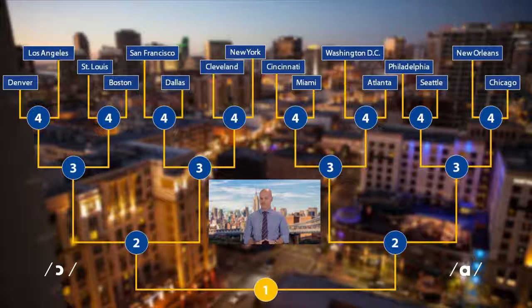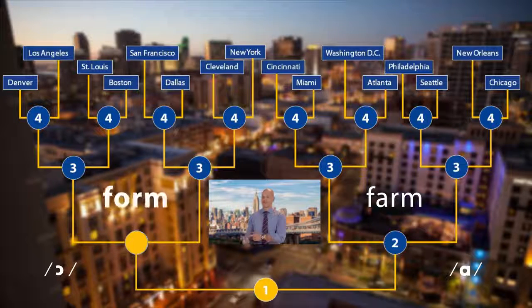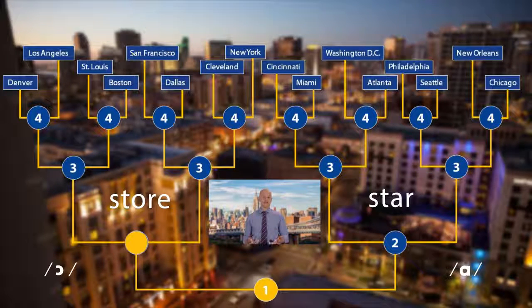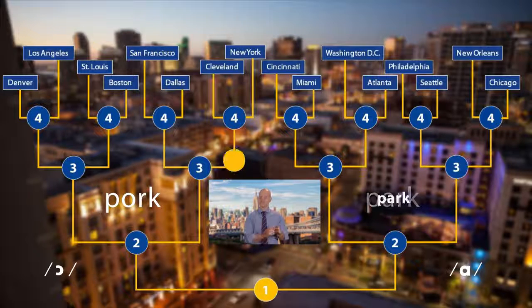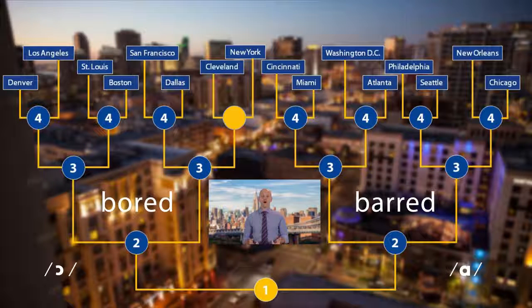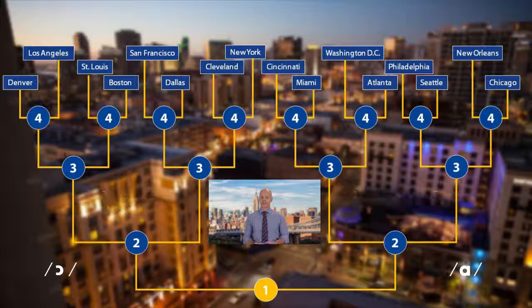Let's do an example. Four, four, we're going to the left. Star, star. We're going to the right. Park, park. We're going to the right. Bard, bard. We're going to the right. And we are in New York. Can you hear the O sound in the second word of New York?